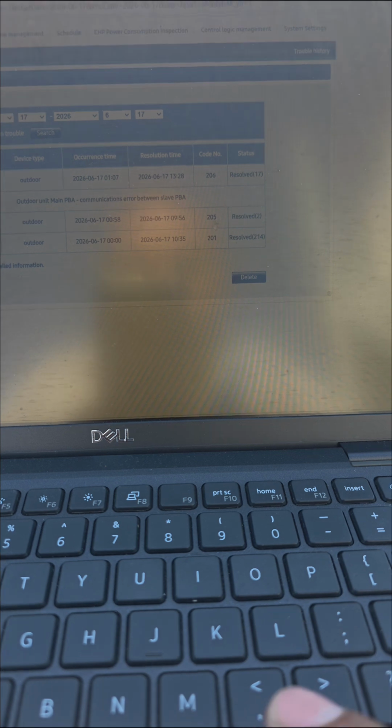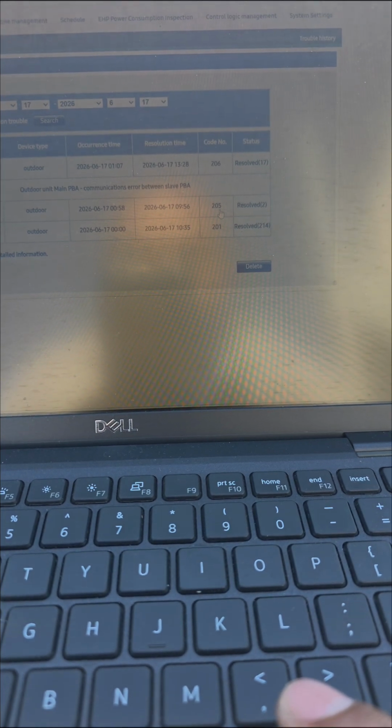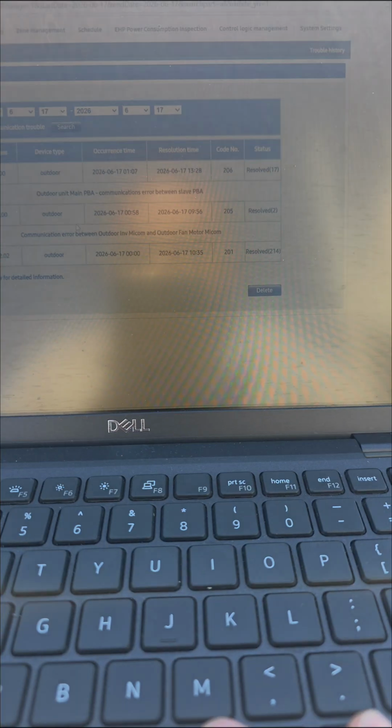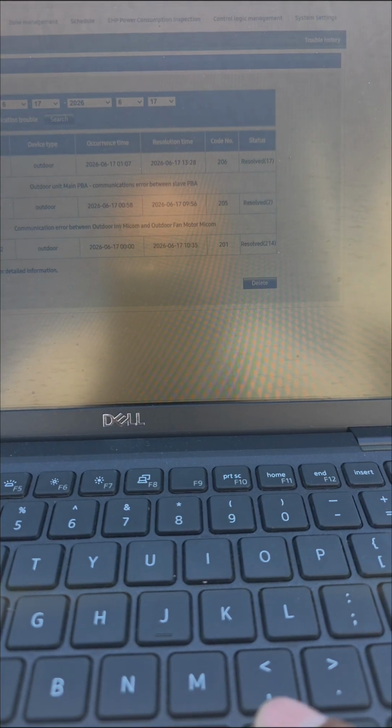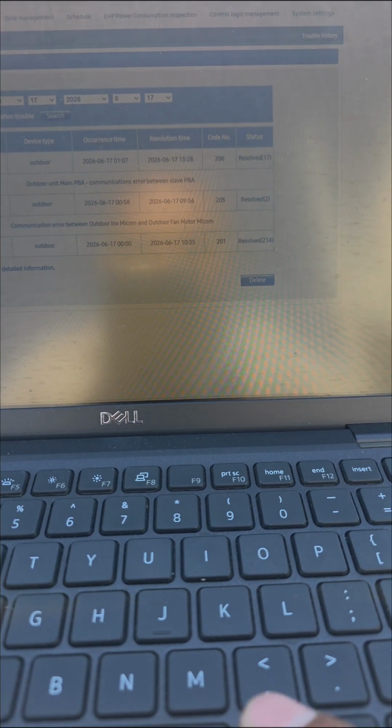This very same system also gave us an E205, which we know is a phase error. This one's saying now error code between auto inverter MICOM and auto fan motor MICOM.